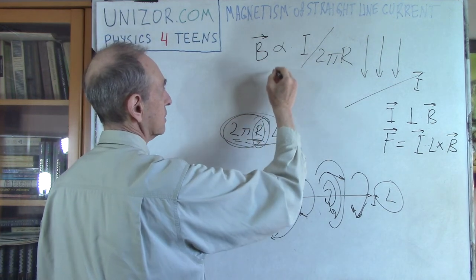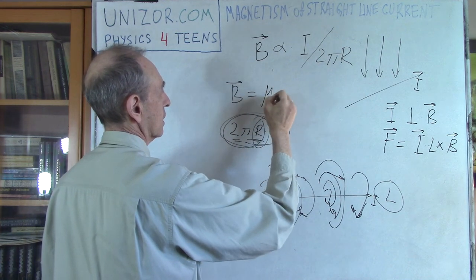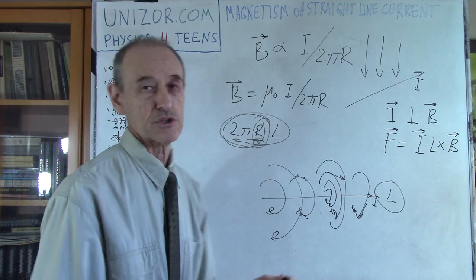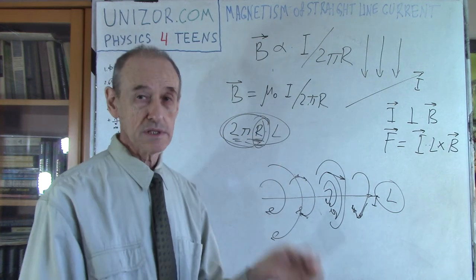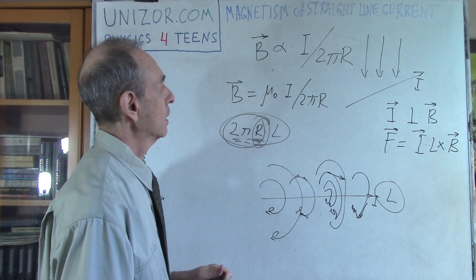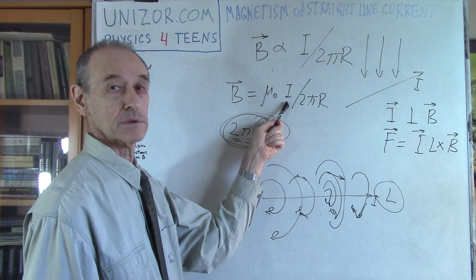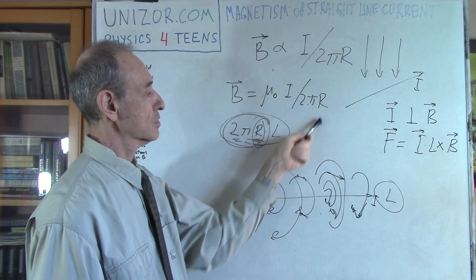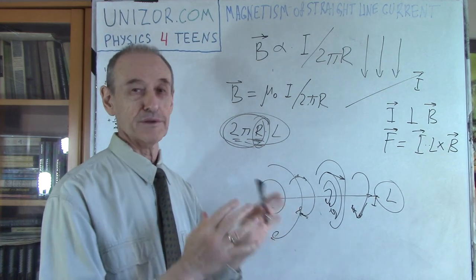Now for an equal sign, we need some kind of a coefficient, which depends on the units of measurement. And obviously this coefficient exists, whatever the number is, it doesn't really matter right now. What is important is that it's proportional to I, to the current, to amperage, basically, and it's inversely proportional to the distance from this wire. And this is the most important part of this lecture.